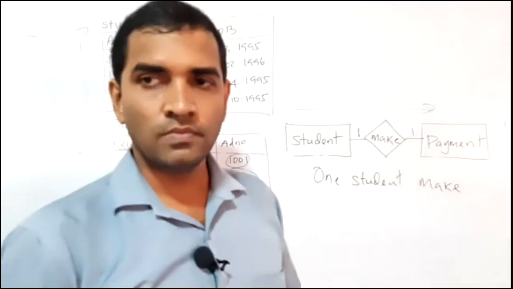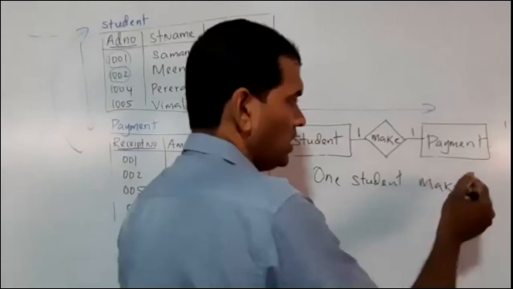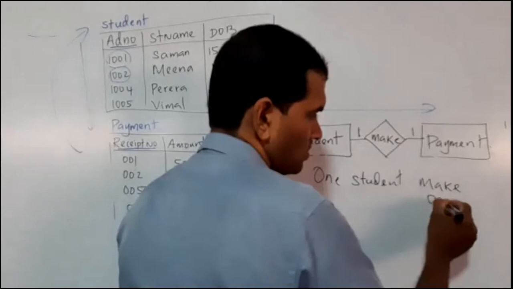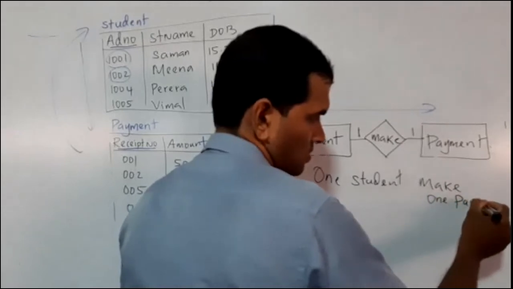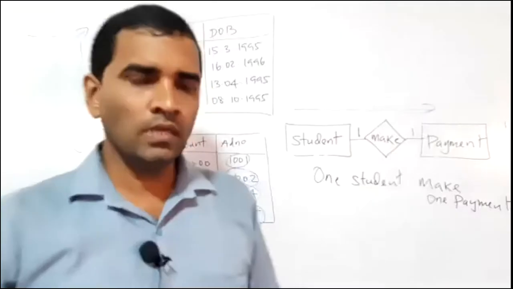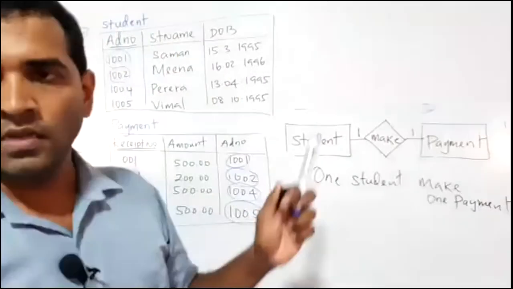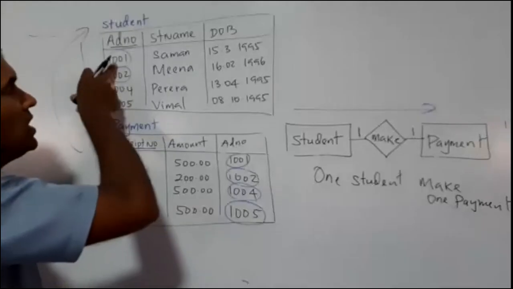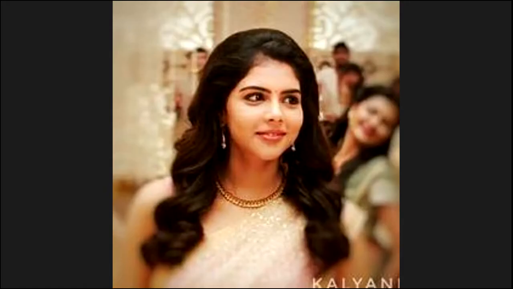One student make payment. One student make one payment. Yes, one student can make one payment. Have you understood? That is the real meaning of this one-to-one. See, earlier we checked one data here. Go back and check it. One data here has only one similar data in the payment table.